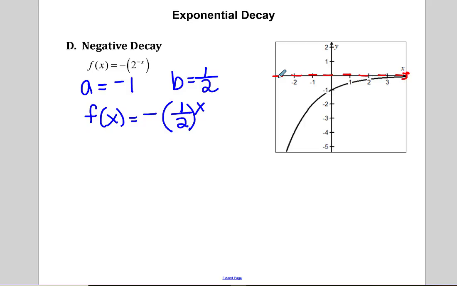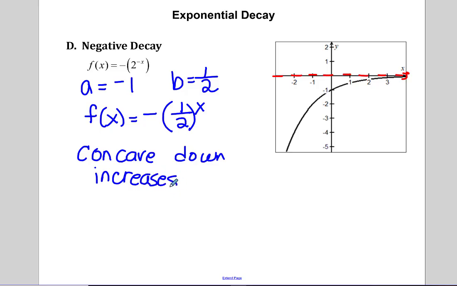Horizontal asymptote at 0. A negative A value and a base that's a fraction between 0 and 1 gives us concave down. So the graph would be increasing. And we can compare that also to positive decay, which would be like this. It would be a decreasing graph. But with the negative on the A value, it flips that decreasing graph over the x-axis. It becomes an increasing graph. And what was concave up is now concave down.